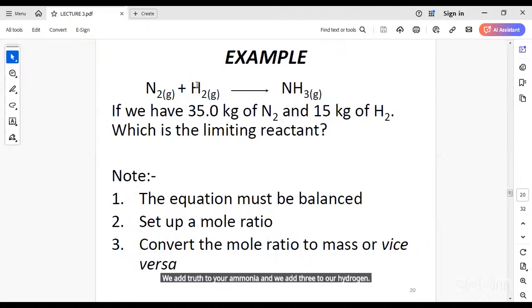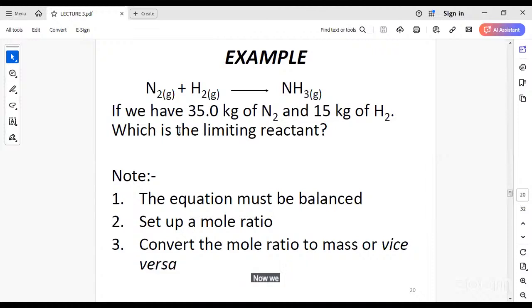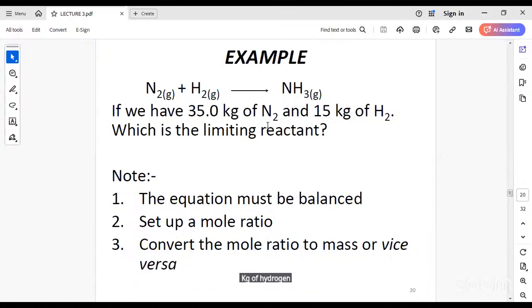So that means we have 6 molecules of hydrogen, 2 molecules of nitrogen, and since we added 2 here, we also have 2 molecules of nitrogen. Now we have balance, because whatever calculations you are doing, first of all, balance the equation. If your equation is not balanced, your answer is going to be wrong. So if we have 35 kilograms of nitrogen and 15 kg of hydrogen, which is the limiting reagent?